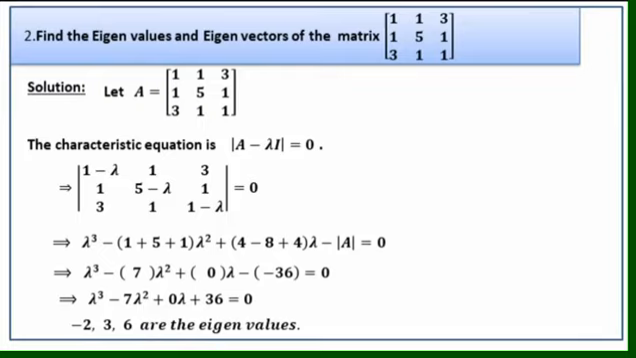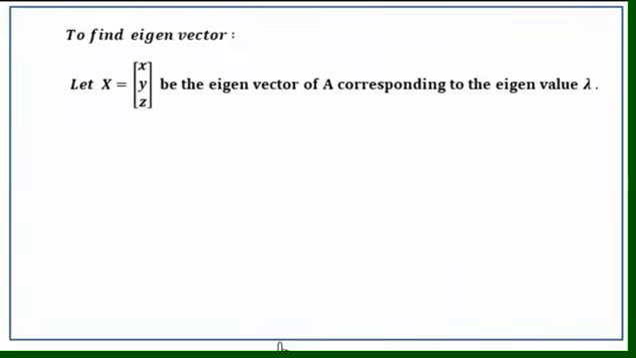Next, to get the eigenvectors, we consider the column matrix x, y, z.